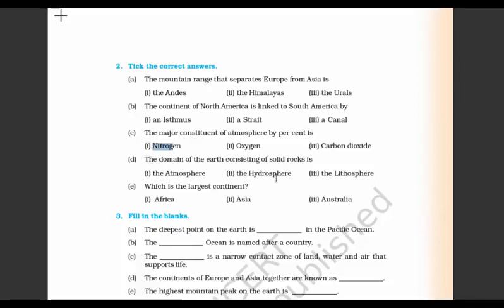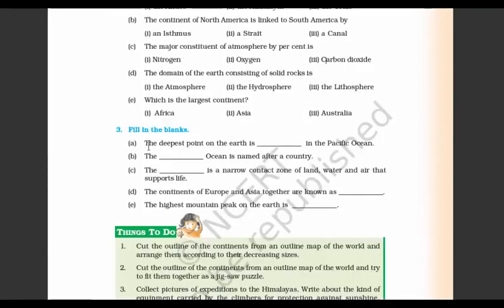The domain of the earth consisting of solid rock is called lithosphere. Solid rocks are found on the upper layer of the earth, right? It cannot be in the inside layer. As I said, this earth is covered with three layers: the core, and then the mantle, and then the crust. Crust is on which we live. So lithosphere. Which is the largest continent? Asia. The second is Africa, and the smallest is Australia. It is also the island continent, remember that.